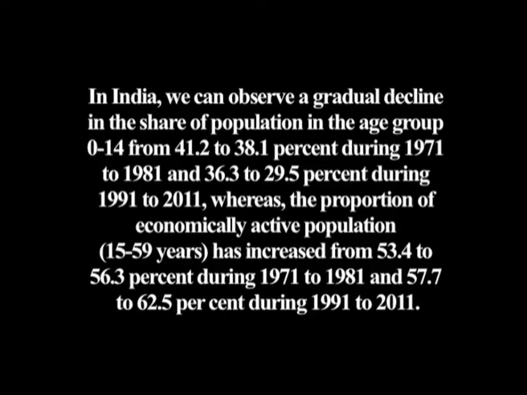Whereas the proportion of economically active population, that is the age group 15 to 59 years, has increased from 53.4% to 56.3% during 1971 to 1981 and 57.7% to 62.5% during 1991 to 2011.